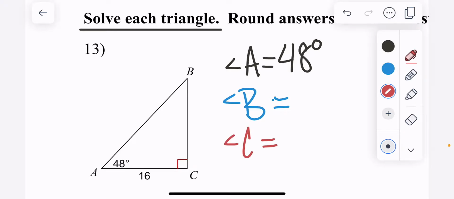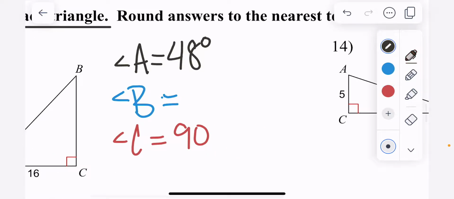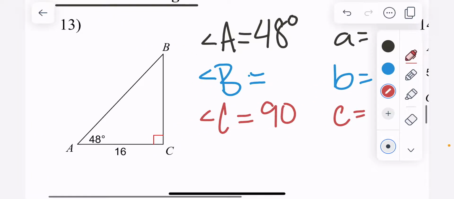And when we do angles, we're going to use capital letters. And when I do sides, I'm going to use the lowercase letters. So I don't know side a. Actually, let's talk about which sides are which. The side across from the corresponding angle is that side. So the side across from C is going to be side c. The side across from angle B is going to be side b. And the side across from angle A is going to be side a.